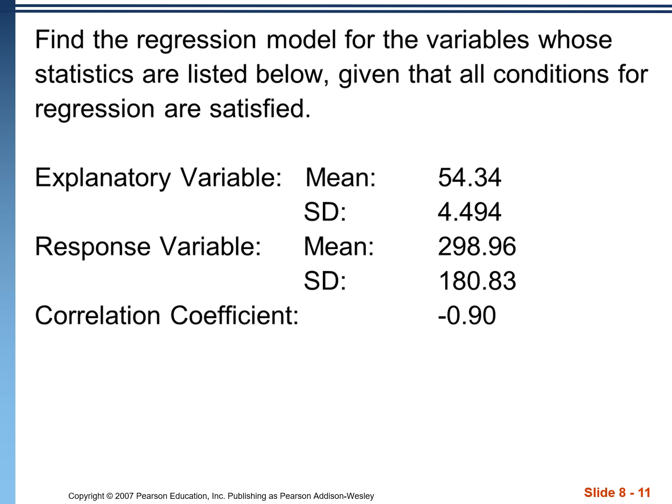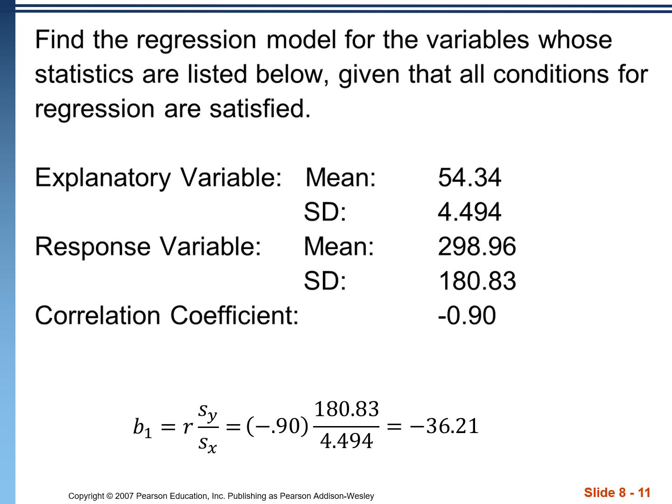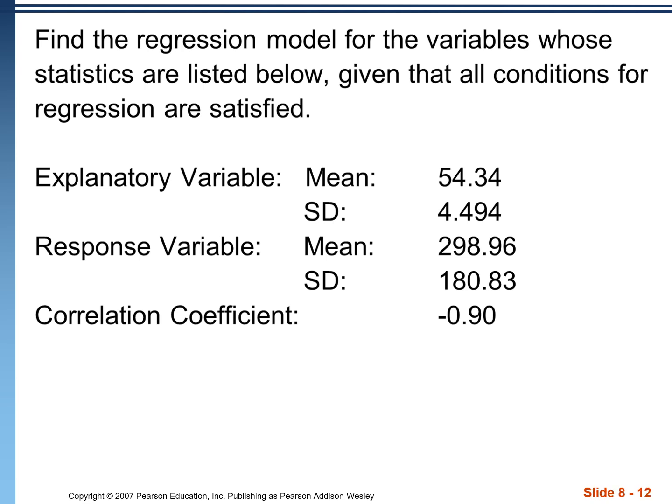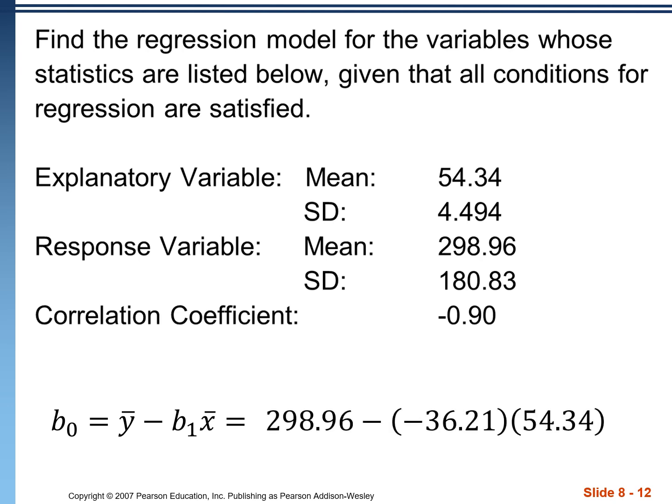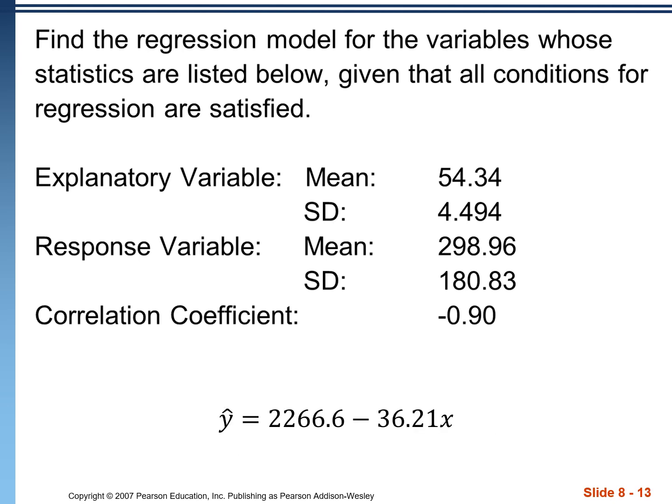And in this last example, we're just going to find the regression equation given mean and standard deviation for both variables and the correlation coefficient. We always want to start with the slope since that's used to find the y-intercept. Slope is r times those standard deviations divided. Plug it all in, and we get negative 36.21. So this has a negative association between these two variables. Y-intercept, use the slope along with the means from the two variables, and we get 2,266.6. And just to stress, when you write this equation, having this hat on the y is absolutely imperative. If it's not there, you will lose points.